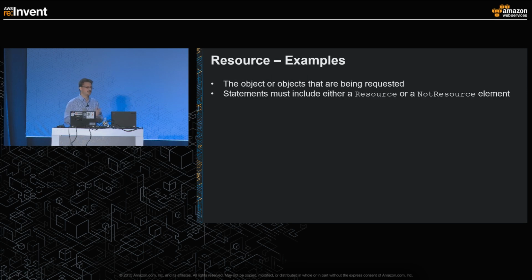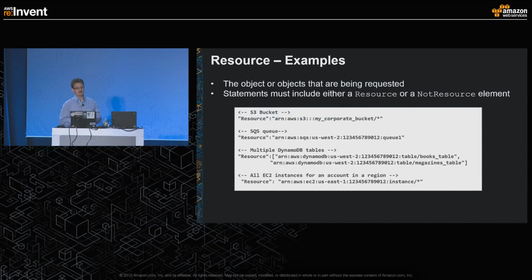So resources are easy. These are the objects that you want to allow the actor to request. Your statement is always going to include a Resource or a NotResource. Here are some basic ones for a bucket and a queue. I give you an example of a list of DynamoDB tables because they're really big. And then the last one's interesting, I'll just point it out here.